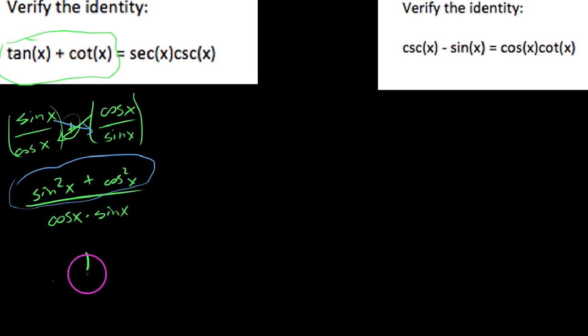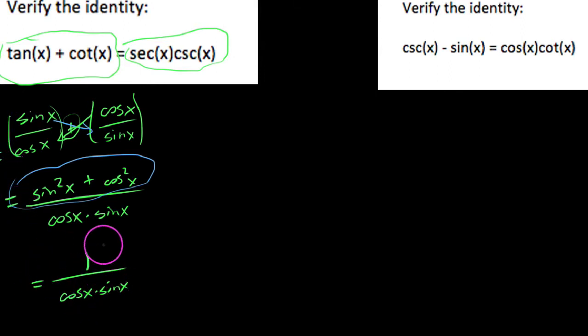We can now rewrite this as 1 over cosine of x times the sine of x. And recall that I am trying to prove that it equals this right side right here. Keeping that in mind, how am I supposed to show that 1 over cosine times 1 over sine is secant times cosecant? Well, recall that secant is 1 over cosine itself, and that cosecant is 1 over sine itself. And so if I'm trying to show that these two things are equal, then I really kind of already have.